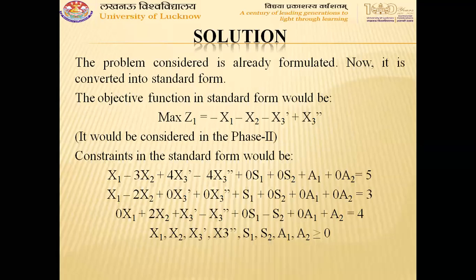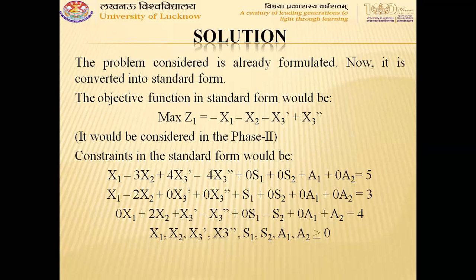So for converting into standard form, we can replace x3, as it is unrestricted, by the difference of two new variables x3 dash and x3 double dash. That is, I have taken x3 equals x3 dash minus x3 double dash and put it into the constraints as well as the objective function.